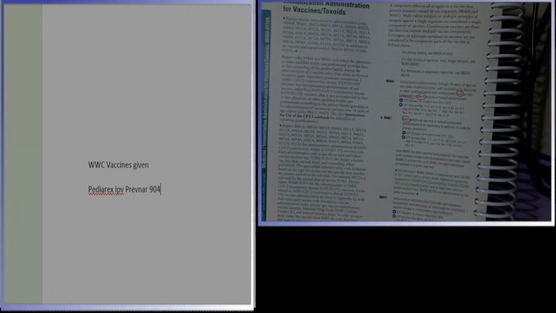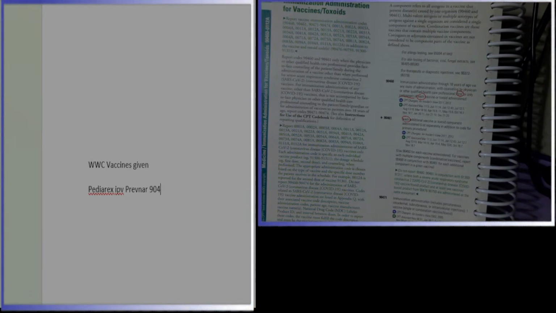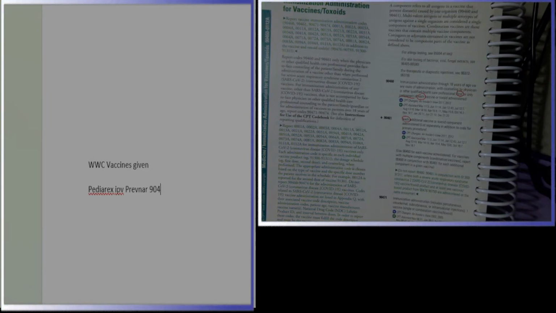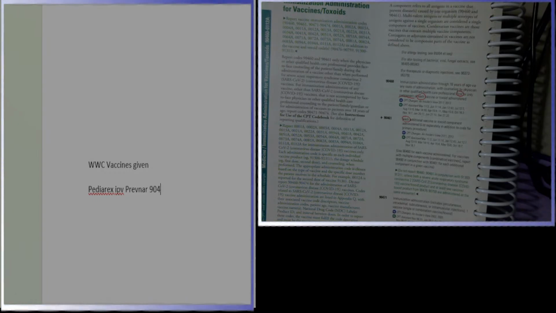Anybody know what code we are doing? Are we doing the 90460 or are we doing 90471? That is my question for this patient. And then we can get into immunizations. I got some anatomy coming up.